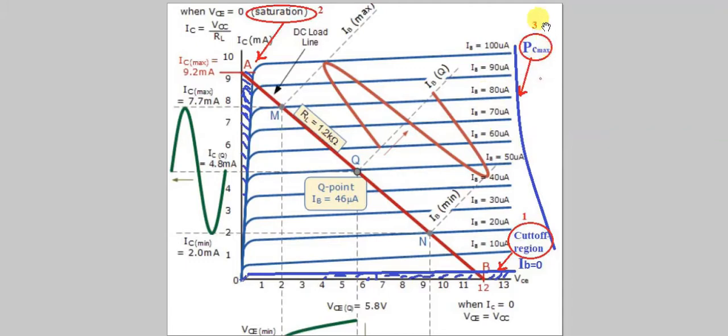We use these two regions, the cutoff region and the saturation region, which are suitable for switching, like a transistor in an off state and an on state. Here we force this transistor to be either in the off state, when we make base current equal to 0, or in the on state, when we make the base current maximum, that's 100 microampere. So this is the simple logic behind how we use this as an on and off state.